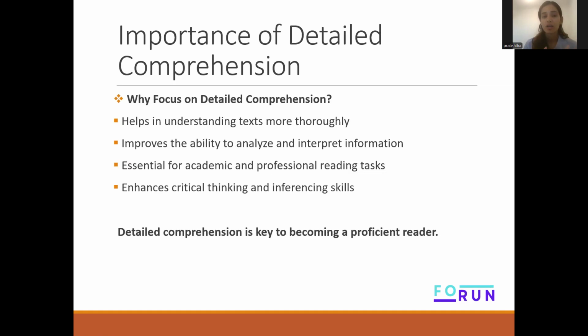So the importance of detailed comprehension, why focus on detailed comprehension, right? It helps in understanding text more thoroughly. So thorough understanding of the text improves the ability to analyze and interpret information, right? So analyzing and interpreting information. It is essential for academic and professional reading tasks, right? So of course it's obviously important for reading tasks, and it enhances critical thinking and inferencing skills, right? So critical thinking and inferencing skills are important here.